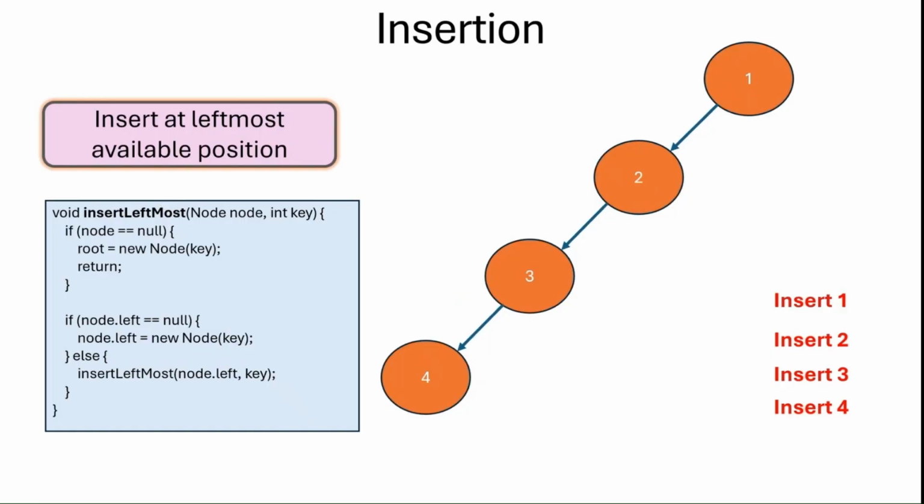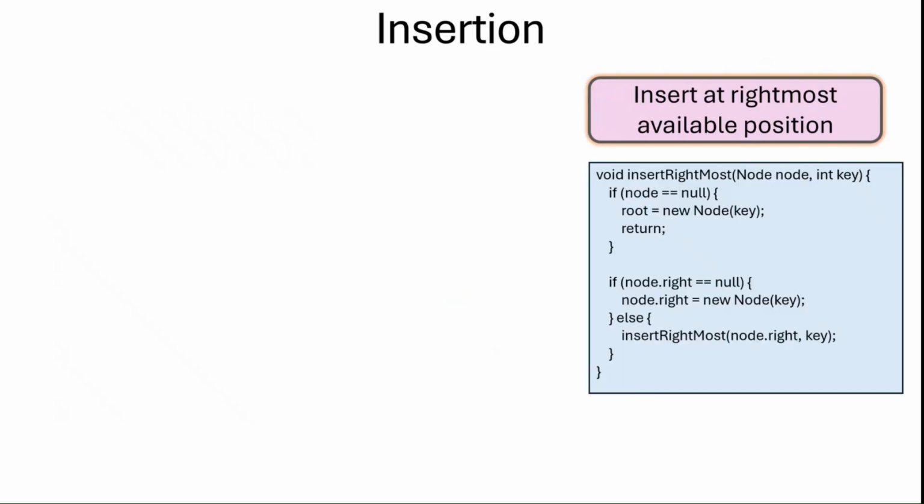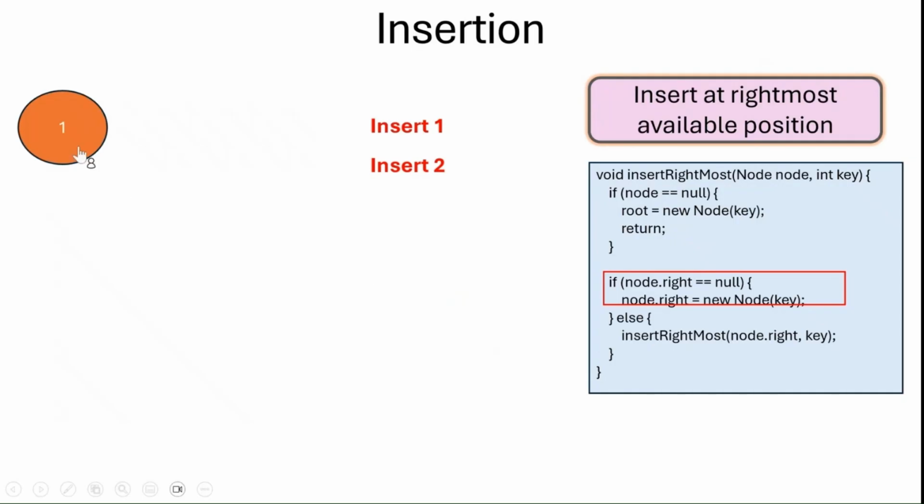Similar to leftmost available position, the next way to insert a new node is to insert at the rightmost available position. So the implementation is similar to the previous way to insert, but instead of checking the left child, we check for the empty right child. So when we insert 1, there is no root, so we create a root which is node 1, and then when we insert 2, the right of node 1 is null, that's why we create a new node and assign it as the right child of 1.